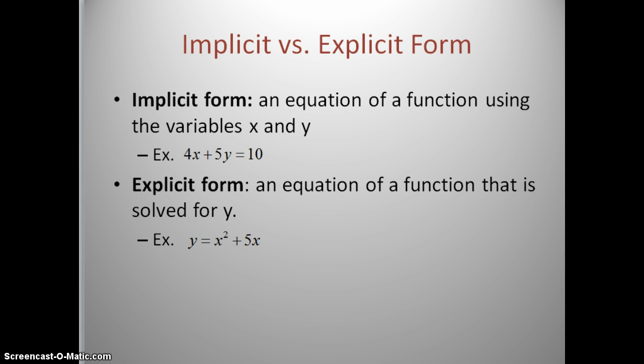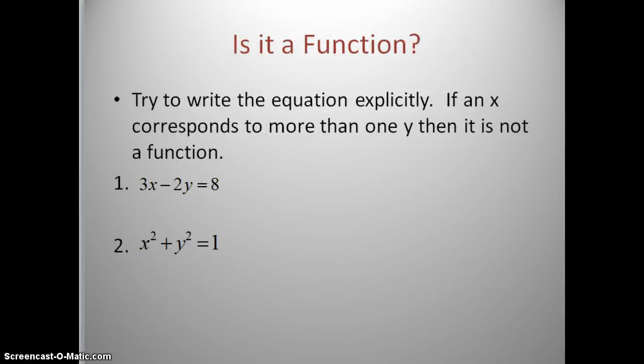To compare that, we have explicit form, which is an equation of a function that is solved for y, or the dependent variable, whichever that is. So in this example, we have y equals some expression containing the independent variable x. That would be explicit form. This is useful because it helps us to determine if equations are functions. If we can solve the equation for y and get one particular y value for each x, we will be able to determine that the equation is a function. And that's what we're going to do in the next example.